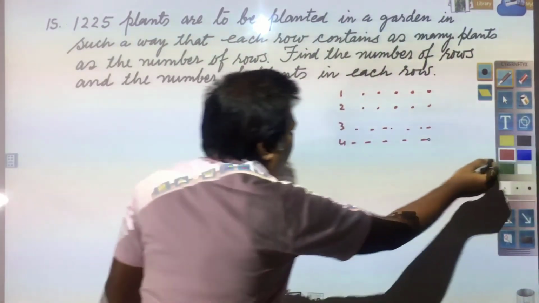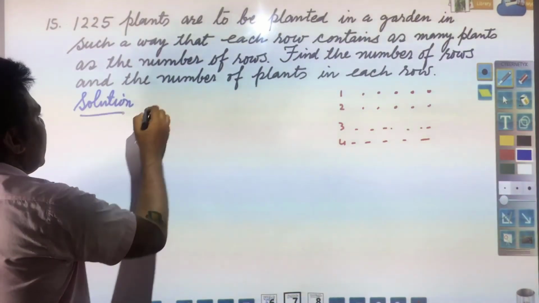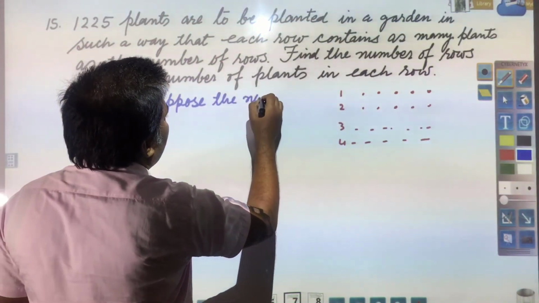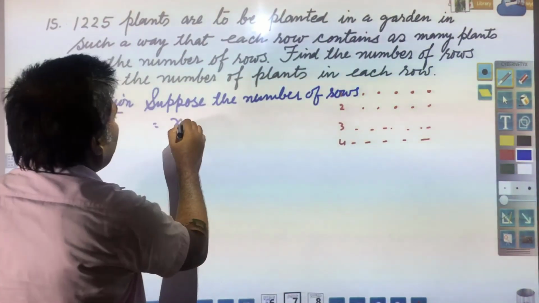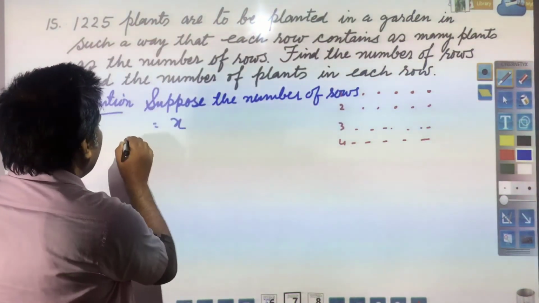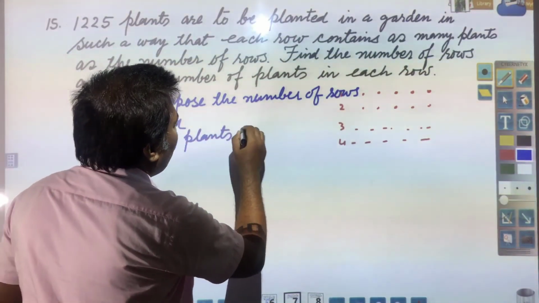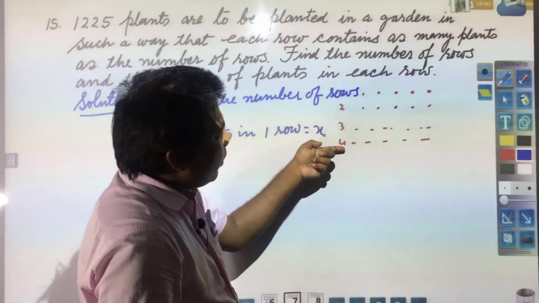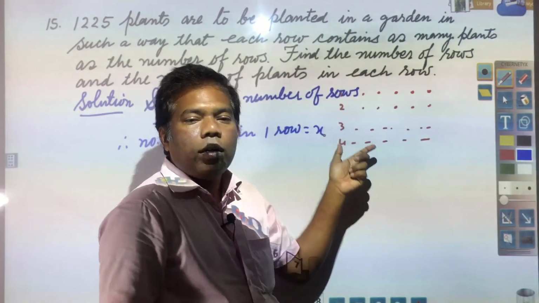So, how will we solve this? Already in solved examples you have seen this type of question. Suppose the number of rows is equal to x. How many rows do you have? x. Therefore, the number of plants in one row will also be x. x number of rows you have, so x number of plants are also getting planted in one row.